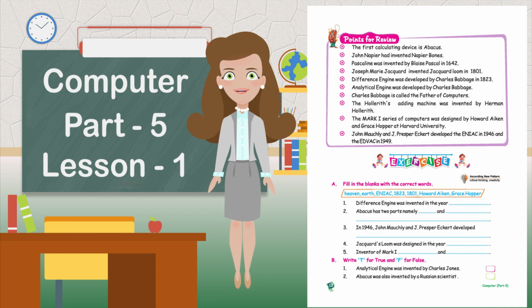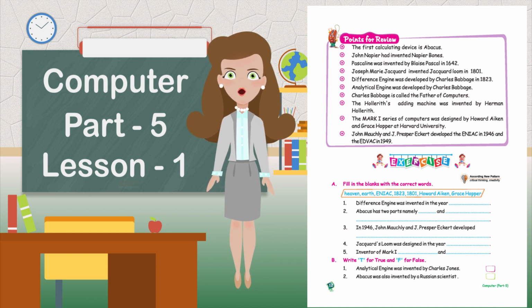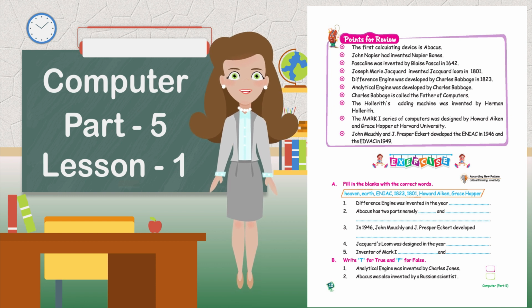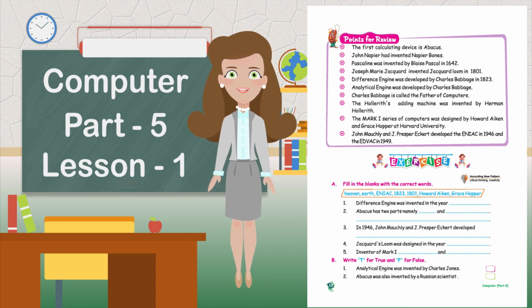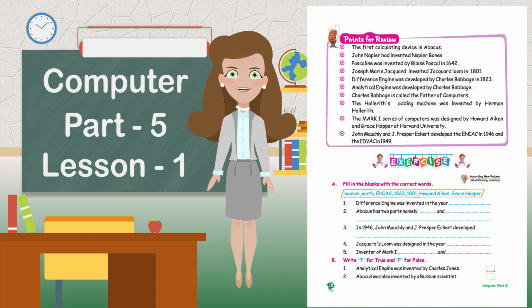Points for review. The first calculating device is the abacus. John Napier had invented Napier's bones. Pascaline was invented by Blaise Pascal in 1642. Joseph Marie Jacquard invented the Jacquard loom in 1801. The difference engine was developed by Charles Babbage in 1823. The analytical engine was developed by Charles Babbage. Charles Babbage is called the father of computers.